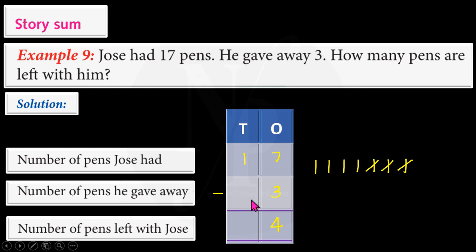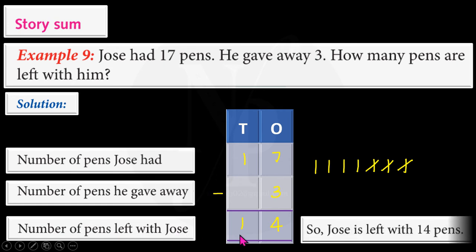Coming to tens column, we have 1 and no digit is given here, which is 0, and 1 minus 0 is 1. We write 1 in tens column. Therefore 14 is the answer. And what does this number represent? This represents number of pens left with Jose. So Jose is left with 14 pens. Like this, story sums can be solved.